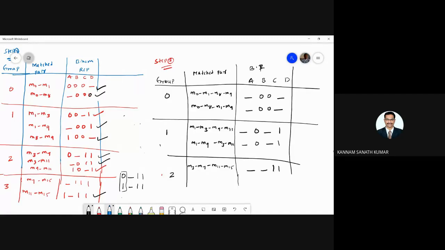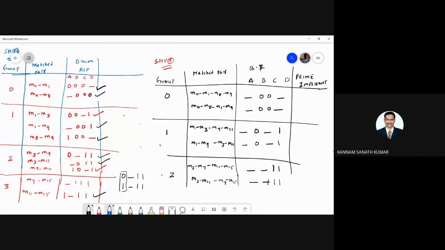Okay, similarly M3, M11, and next M7, M15. So here if you write this, you will get dash dash 1 1. Okay, so that means if you write this one, you will get the prime implicants. So prime implicants are nothing but by grouping the quad, octet, and pair, you will get the prime implicant.